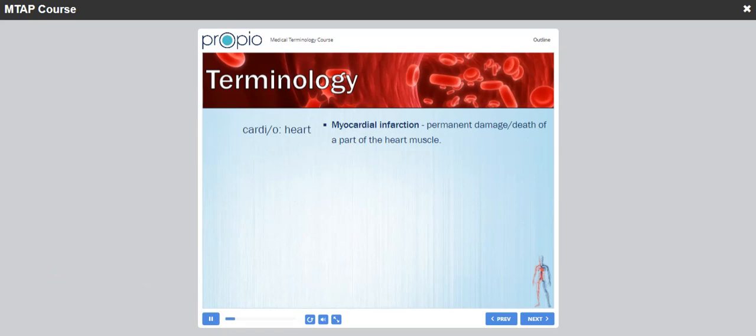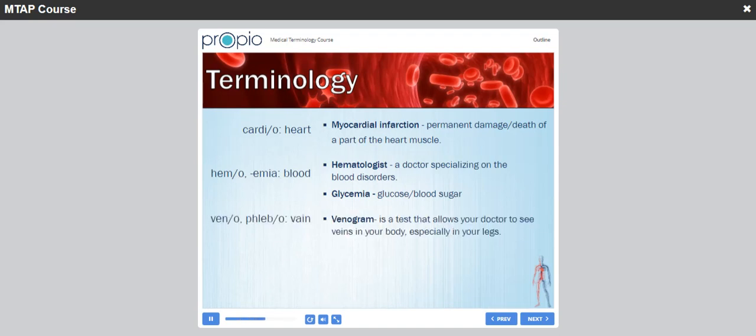Glycemia, glucose or blood sugar. Venogram, it's a test that allows your doctor to see veins in your body, especially in your legs. Phlebotomist, it's a healthcare professional who collects blood samples from patients.